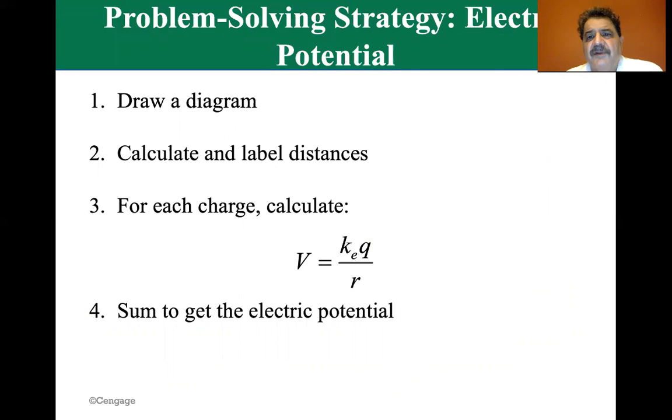So the problem solving strategy for electric potential: draw a diagram, calculate and label the distances for each charge, calculate V equals Ke Q divided by R, and then sum to get the electric potential.